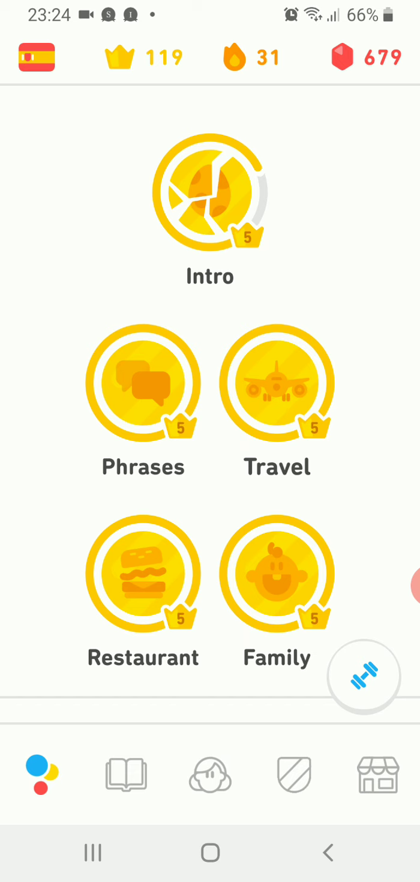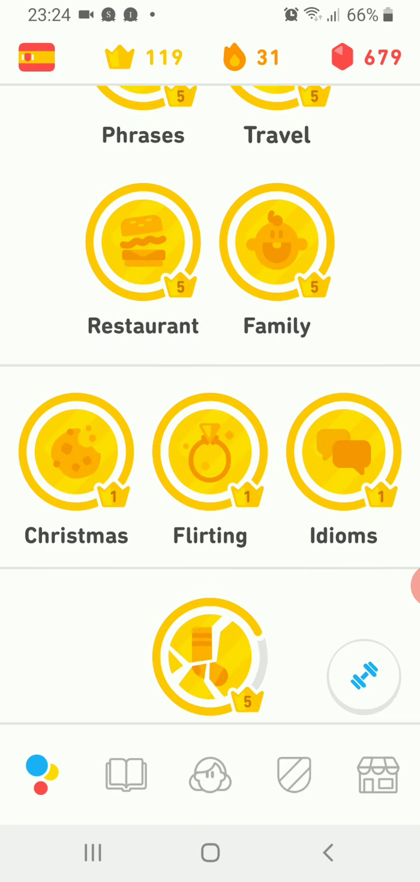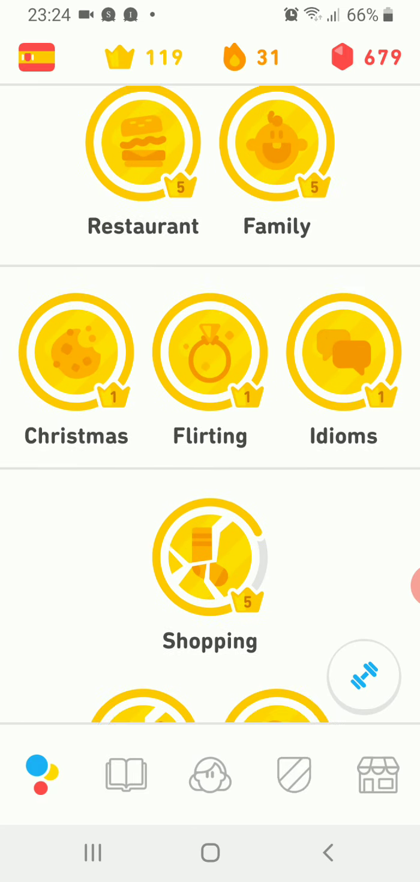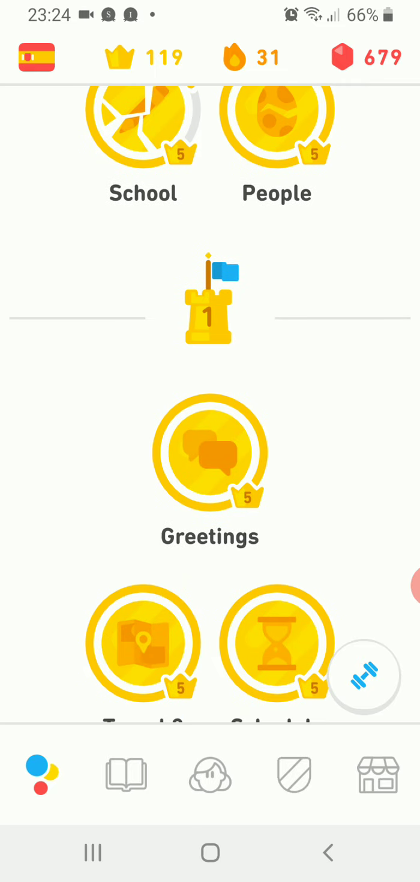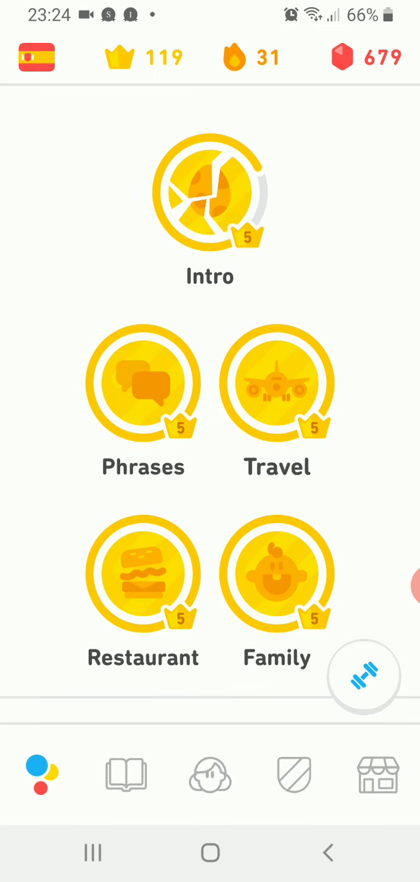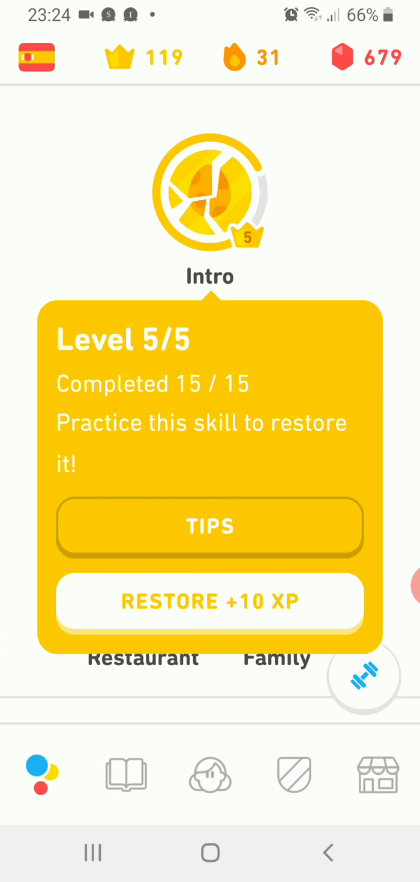So as you can see on your screen, I'm using this smartphone application, Duolingo. And what we're going to do first of all is to restore some of the lessons. As you can see, they are broken. The intro is broken and shopping is broken and so on, school is broken, so we're going to restore them and let's go.